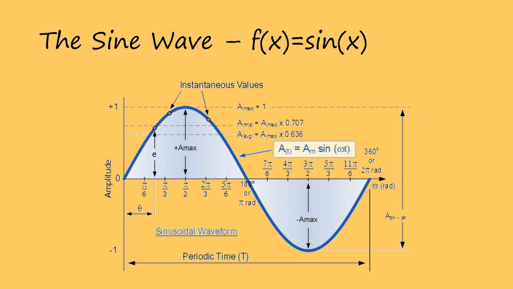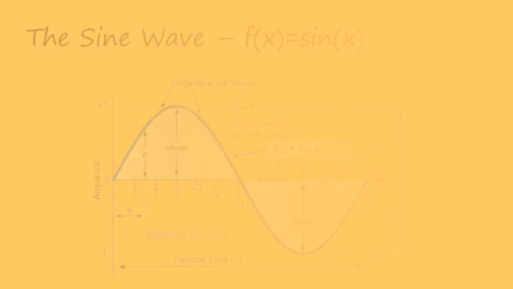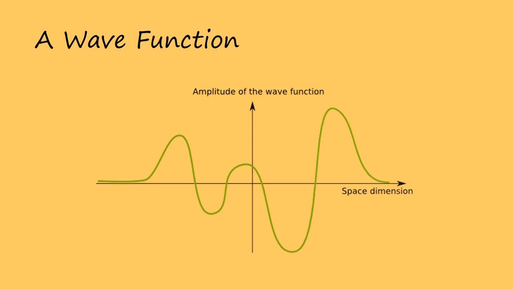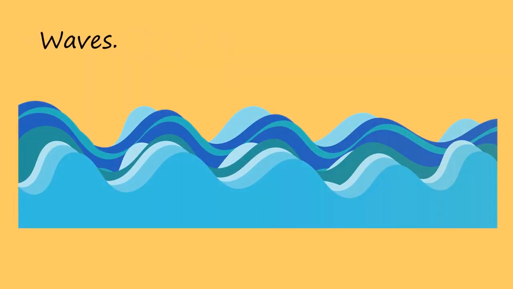The equation for a sine wave is sine of x. This simple equation helps us model how waves move. It helps to predict the probability of a wave being in a certain place with a certain speed. The wave function is a description of a wave and what it's doing.